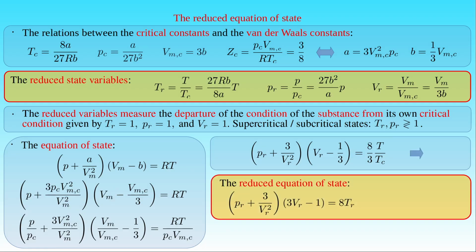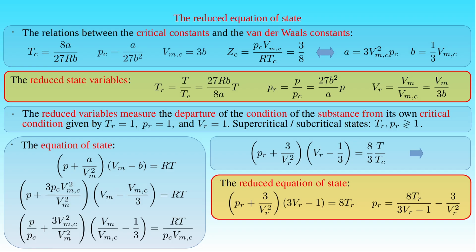By applying the definition of the reduced temperature on the right-hand side, we arrive at the reduced equation of state of the van der Waals gas, stating that the sum of the reduced pressure P_R and 3 over the square of the reduced volume V_R of the gas, times 3 times the reduced volume V_R minus 1, is equal to 8 times the reduced temperature T_R of the gas. Or in another form, the reduced pressure P_R is equal to 8 times the reduced temperature T_R over 3 times the reduced volume V_R minus 1, minus 3 over the square of the reduced volume V_R.